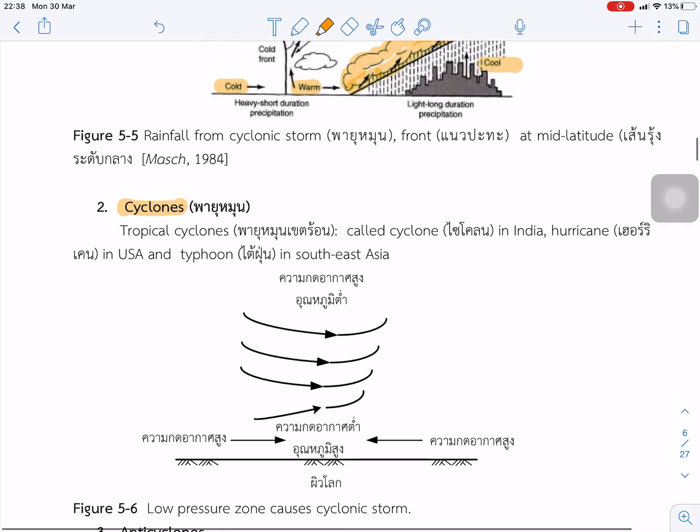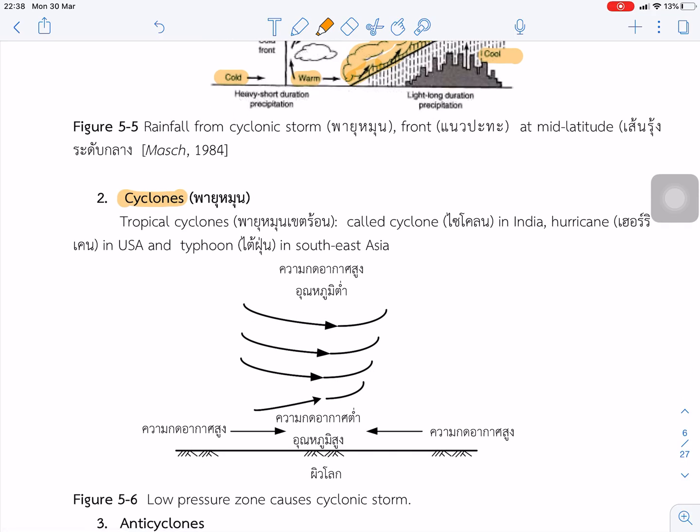And the second mechanism we call the cyclone. This is low pressure, and around it is high pressure. So the air moving from the high pressure to the low pressure makes a circulation of the air. In the tropical area we call it the tropical cyclone.